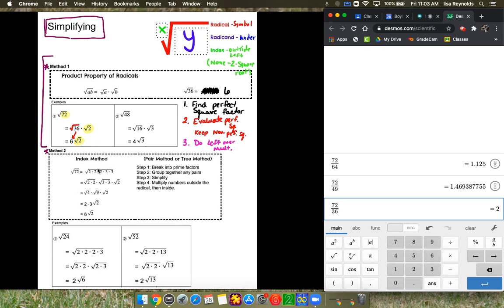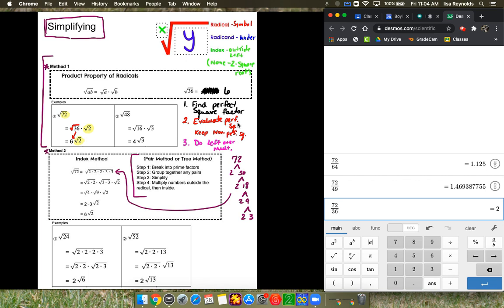The other method is doing what they call a pair or tree method, and they actually have the notes for this particular method written out for you. So you're going to break it into prime numbers, and this is where you do the factor tree. 72 is 2 times 36, which is 2 times 18, which is 2 times 9, which is 2 times 3. And then all of these numbers are put underneath the radical. So it's still breaking it into a multiplication problem, but of all prime numbers.